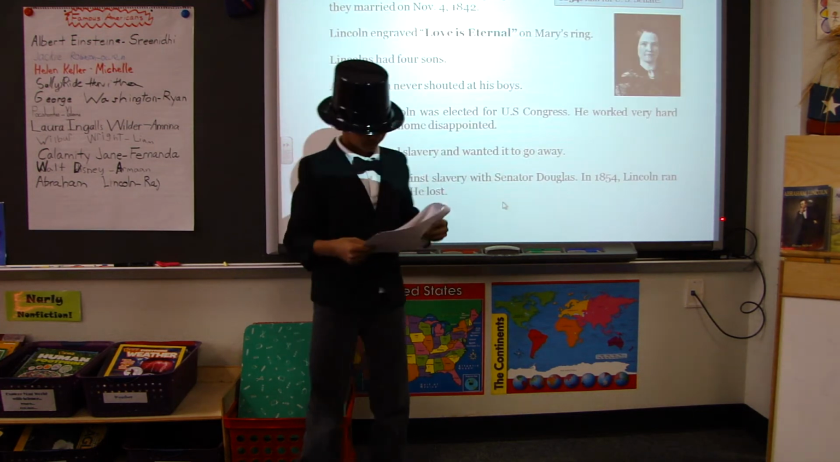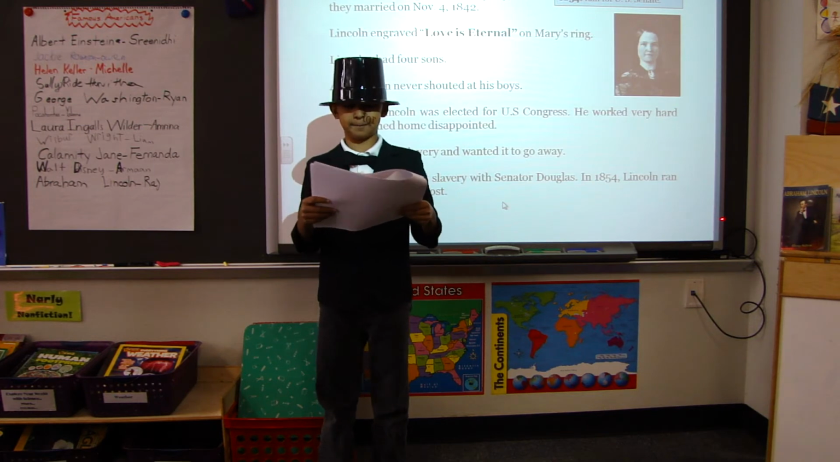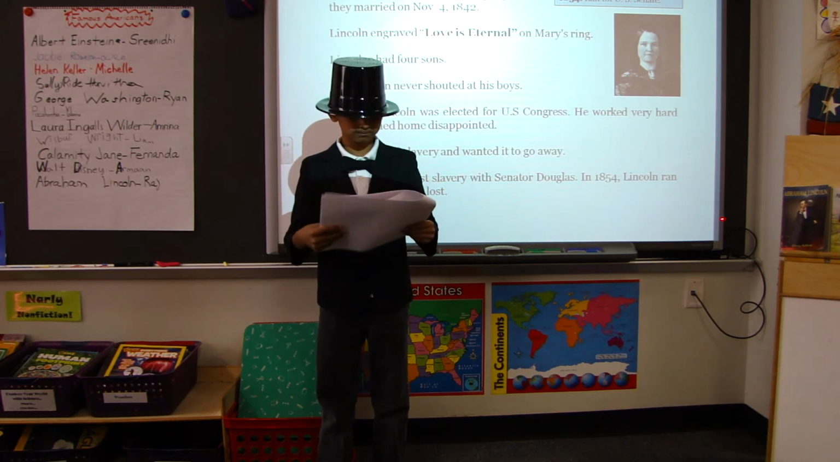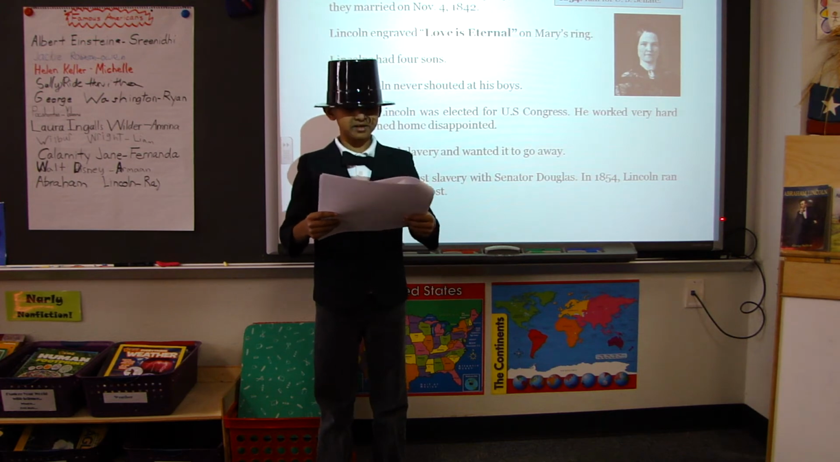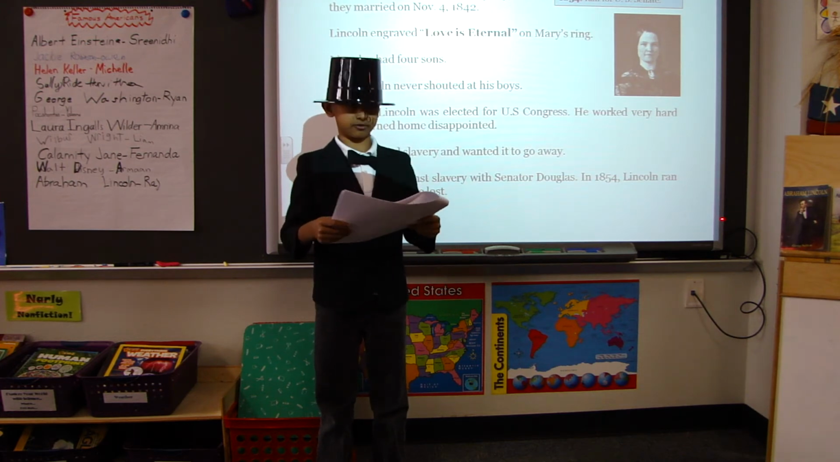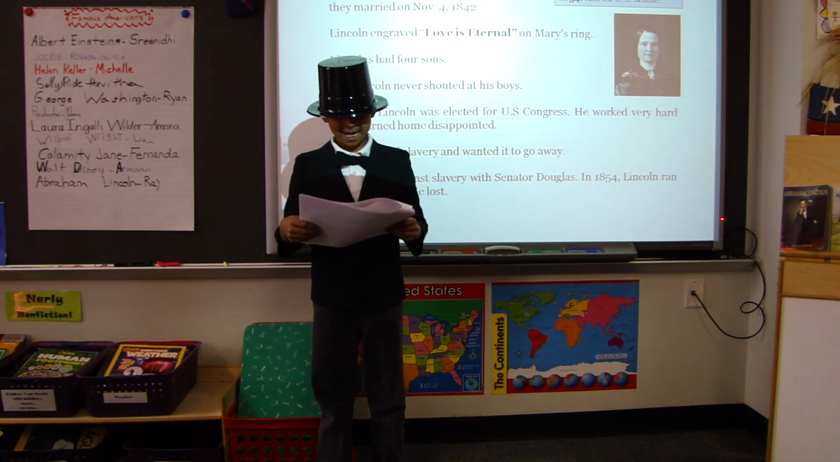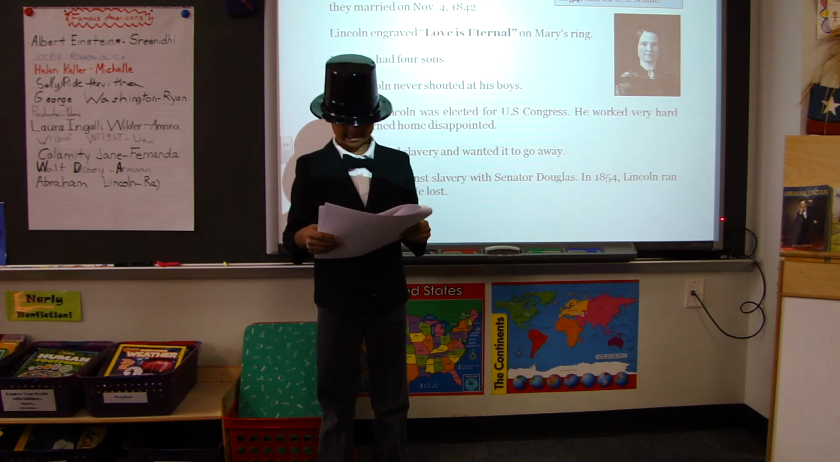Marriage. Lincoln met Mary Todd at a party. Later, they married on November 4, 1842. Lincoln engraved "Love is Eternal" on Mary's ring. Lincoln had 4 sons. Abe Lincoln never shouted at his boys.